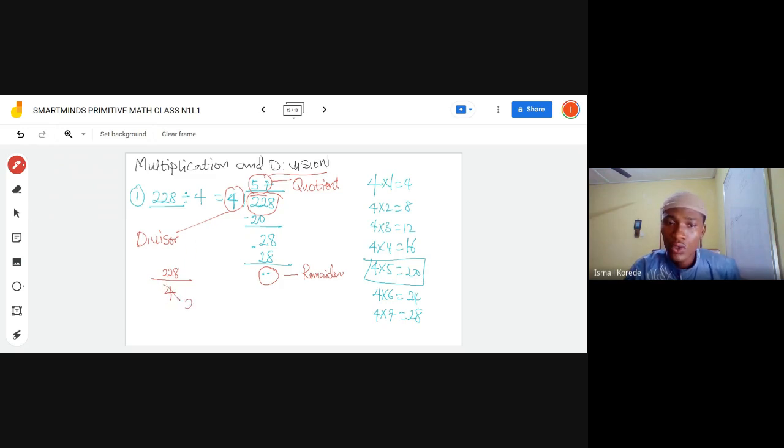2 in 22 is 11, because 2 times 11 is 22. Then 2 in 8 is 4. Also, can 2 go in both? Yes, 2 can go, because 2 is even and the last digit here is also even. So 2 in 11 is 5, remainder 1, because 2 times 5 is 10, remainder 1. You put the 1 on top of the next digit, 4. So 2 in 14 is 7. So we still have our 57. It's also very much possible in this form.